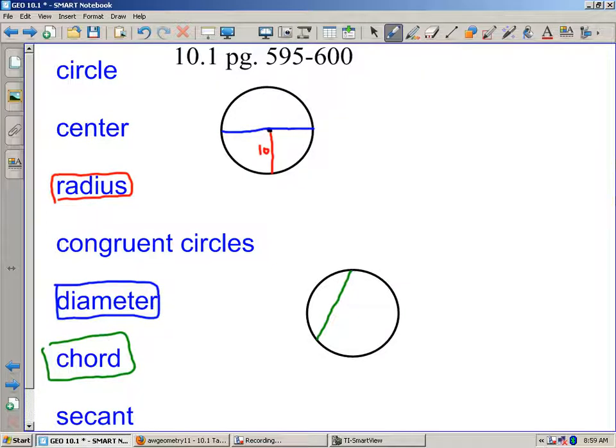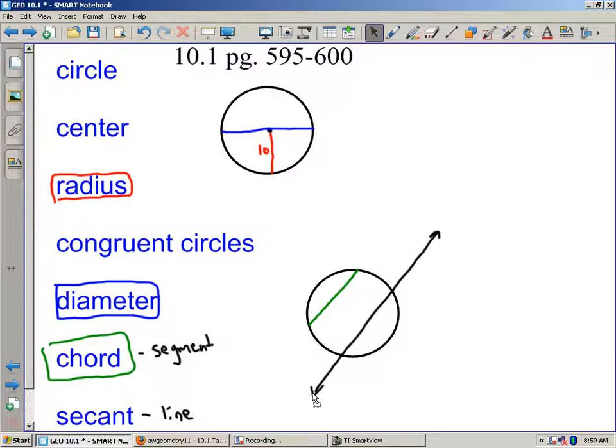And then the last one on this page is a secant. The difference is that a chord is a segment, and a secant is a line. Okay? But they're going to look kind of similar. A secant is a line that goes through the circle and touches it at 2 points. So a secant goes all the way through and keeps on going. A chord is just a line that touches any 2 points on the circle. It's just a segment. Okay, so there's the difference between the two. They're basically the same idea. One is a line, one is a segment. So that's really all there is to it.